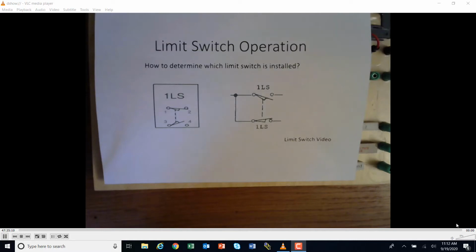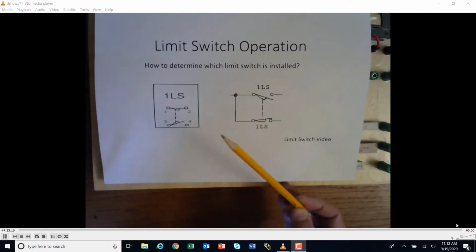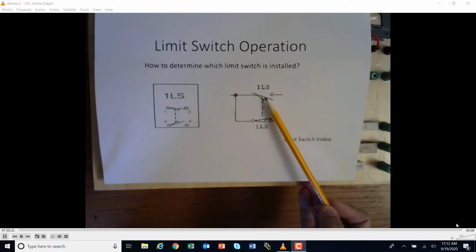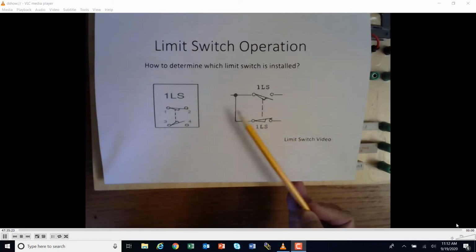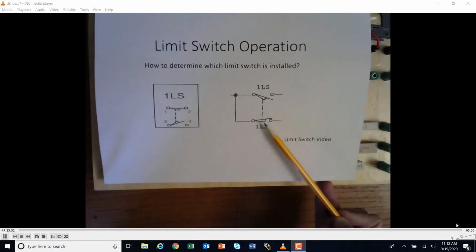Okay, next we're going to take a look at our limit switch operation. First of all, I want to take a look at your symbols here. The difference between what these are showing is that this is showing an open contact that's held closed. That's showing an open contact that's normally open. And this is showing a normal contact that is held open. And this is showing a contact that would be normally closed.